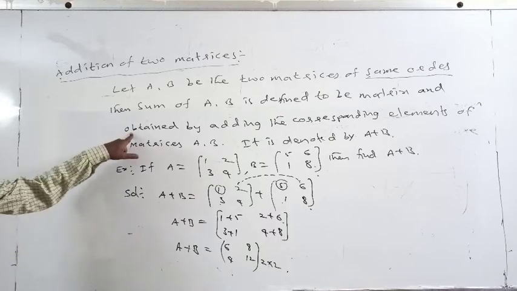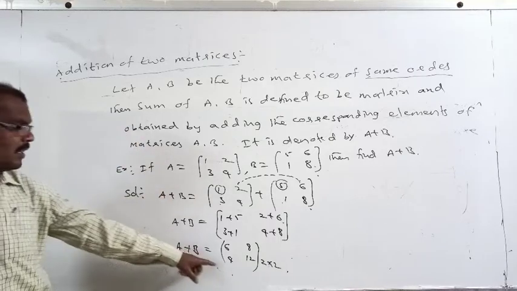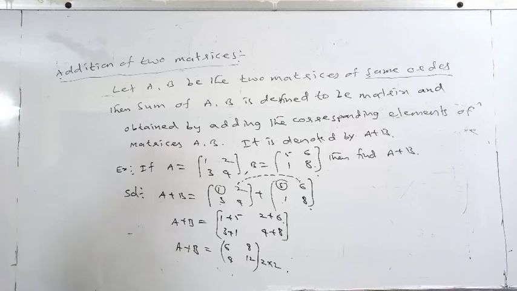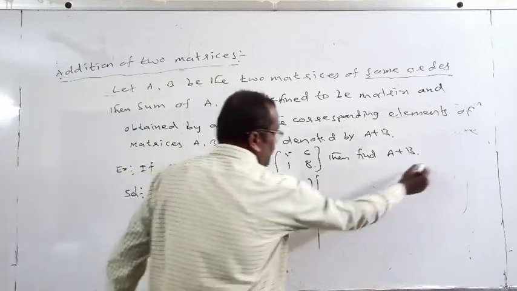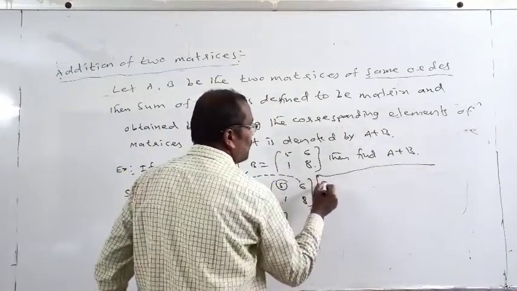Obtained by means created by. So how can you create the sum of two matrices? By adding corresponding elements. Now do one more problem. That is 3 by 3. I am giving Example 2.